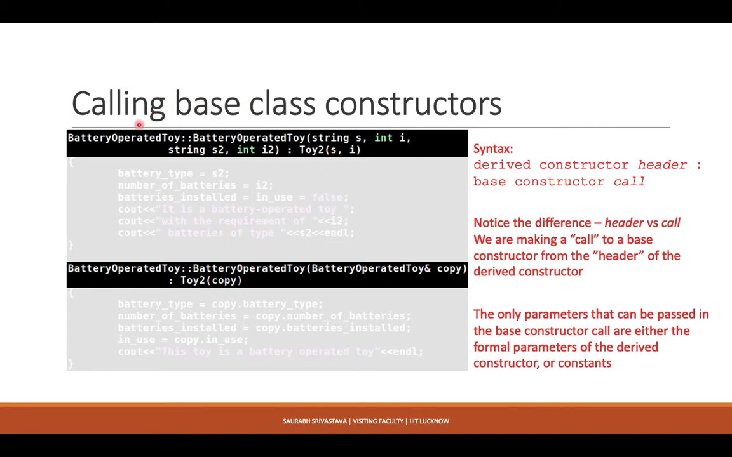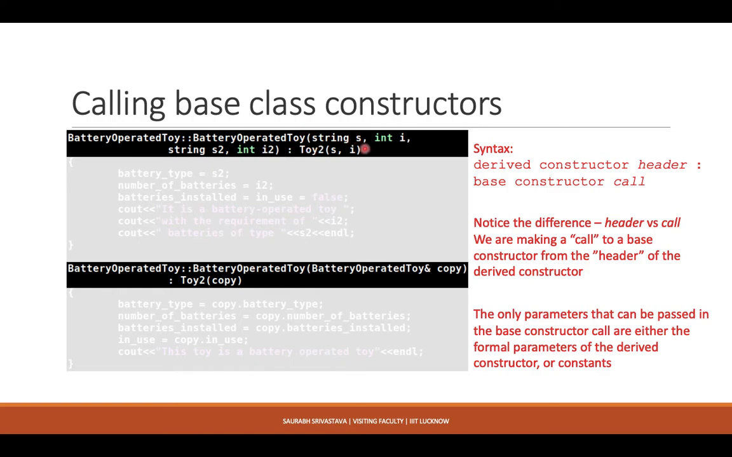And so the battery operated toy class also has two constructors. One is the parameterized constructor where you are sending the values to be assigned to the different fields of this particular class, and the second one is the copy constructor. And you can see that this is the way to actually invoke the constructor of the base class first.